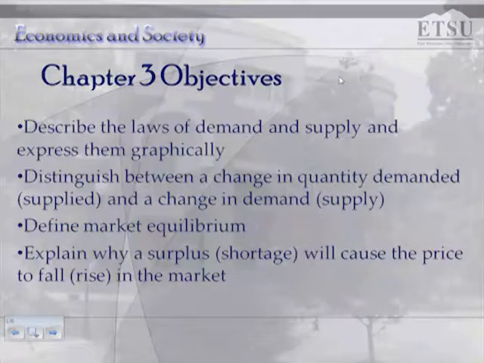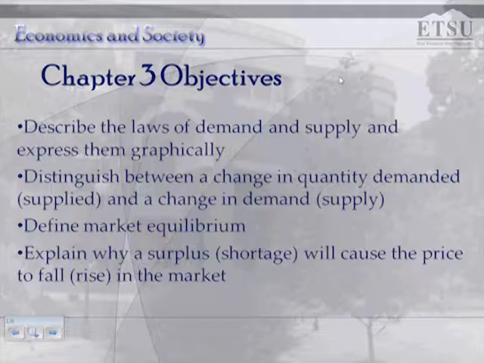Recent political debates have revolved a bit around the adequacy of free markets. How good are free markets at delivering outcomes that we like for our economy? Chapter 3 is divided up into two sections, one that will focus on the demand side of the market, one that will focus on the supply side of the market.